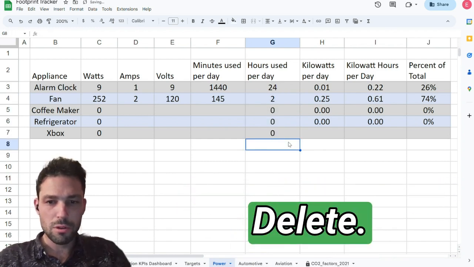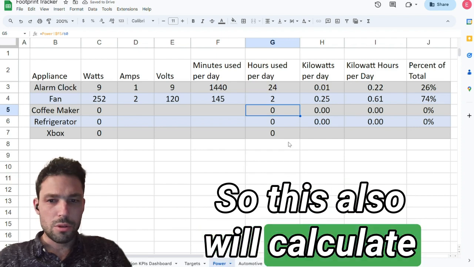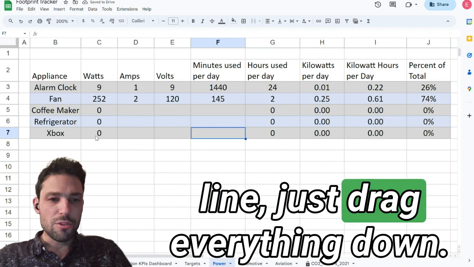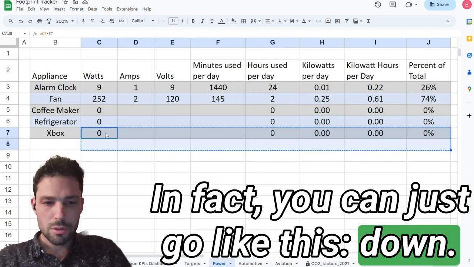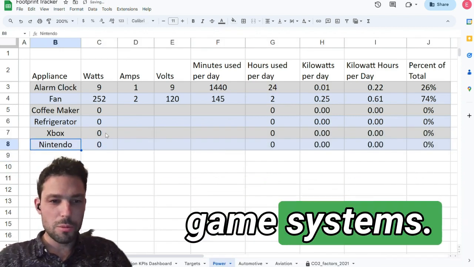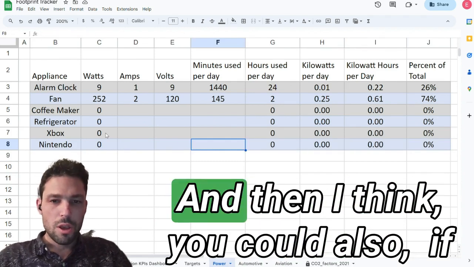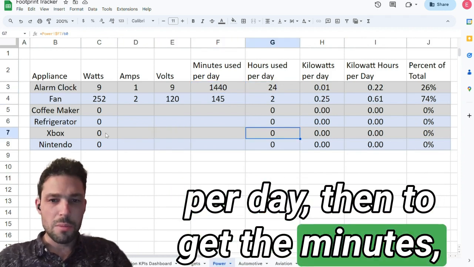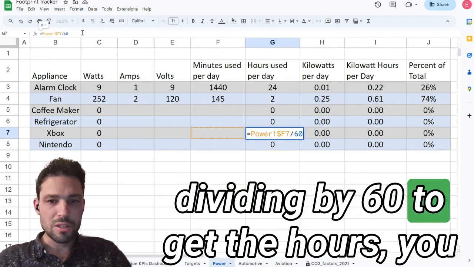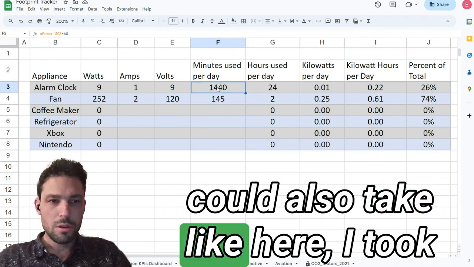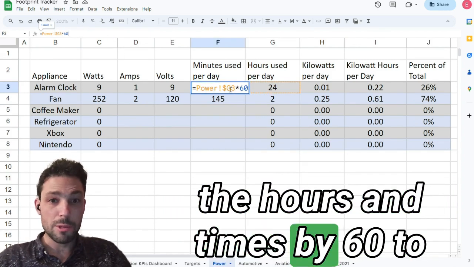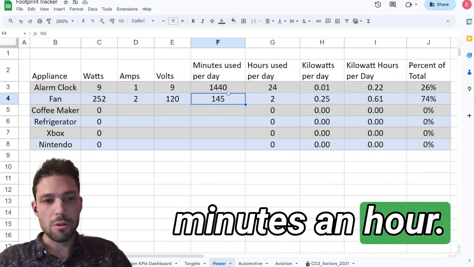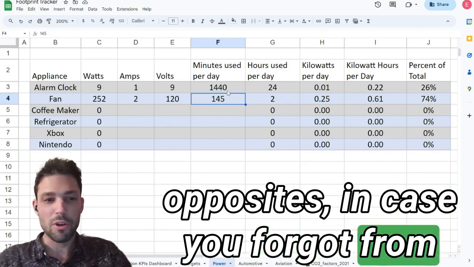Drag it too far. Okay, so this also will calculate these things for you as well. Just drag this down. And so when you make a new line, just drag everything down like this, for your multiple appliances. Yeah, so that's how that works. And then I think you could also, if you estimated something in hours per day, then to get the minutes, instead of taking the minutes and dividing by 60 to get the hours, you could also take, like here, I took the hours and times by 60 to get the minutes. So it doesn't matter which one you do, get the idea, right? Multiply or divide, in case you forgot from grade school.